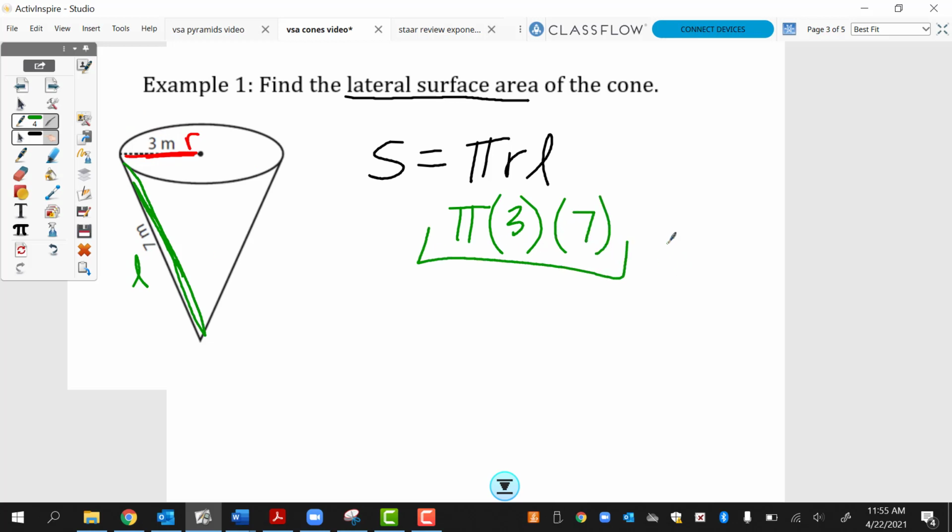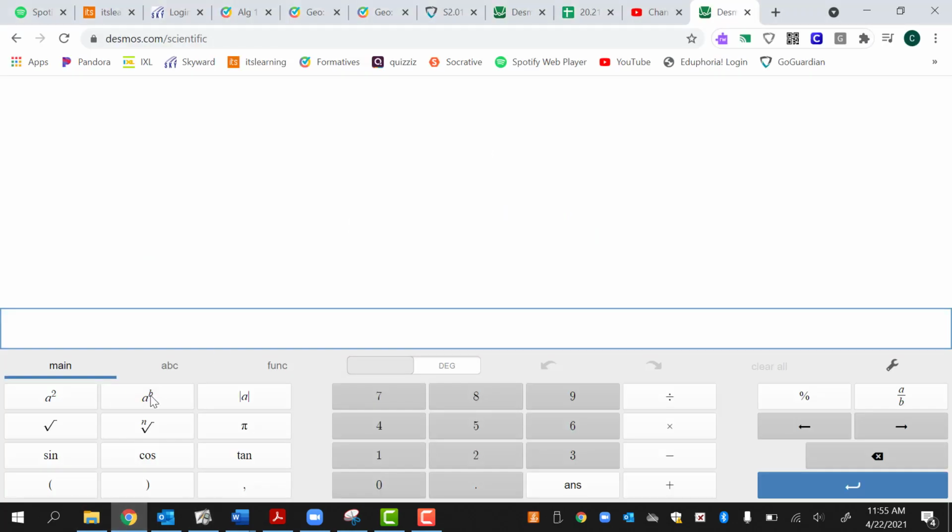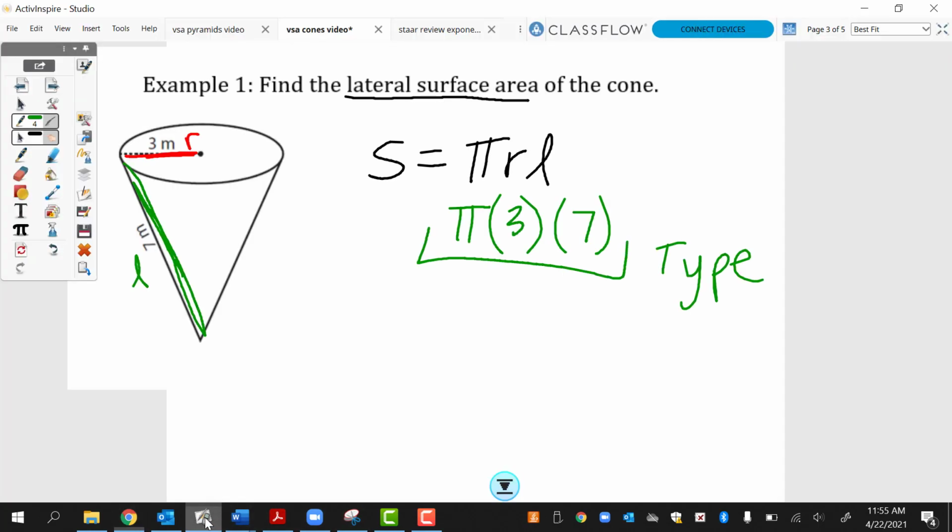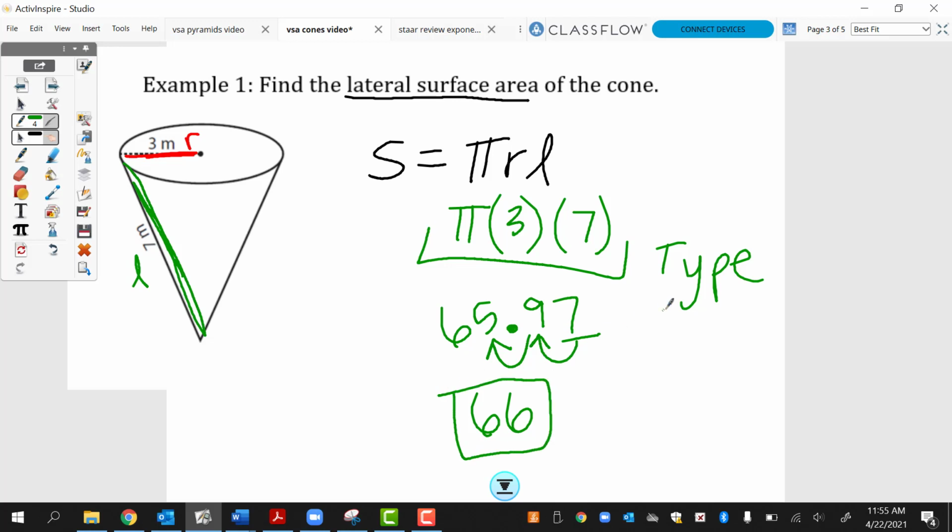And then I just type in Desmos. And we're typing it all at once so we don't get something crazy. So here we go. Pi, parentheses, R, parentheses, L. We get 65.97. So we're going to have to round to the nearest tenth. So 9 and 7, that makes the 9 bigger. Well, 9 is a special number when it gets bigger. That's actually going to roll over and make the next number bigger. So final answer to the nearest tenth is 66. Okay, just because 0.97 makes the whole thing round up. So that was lateral. Pretty easy.